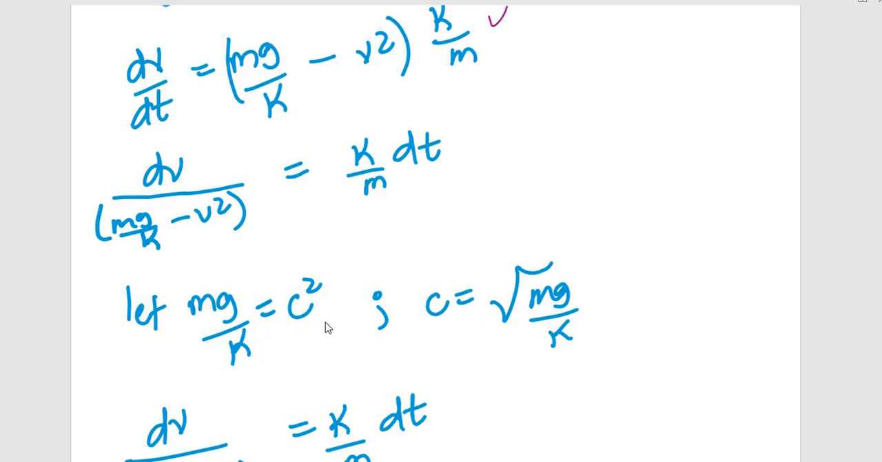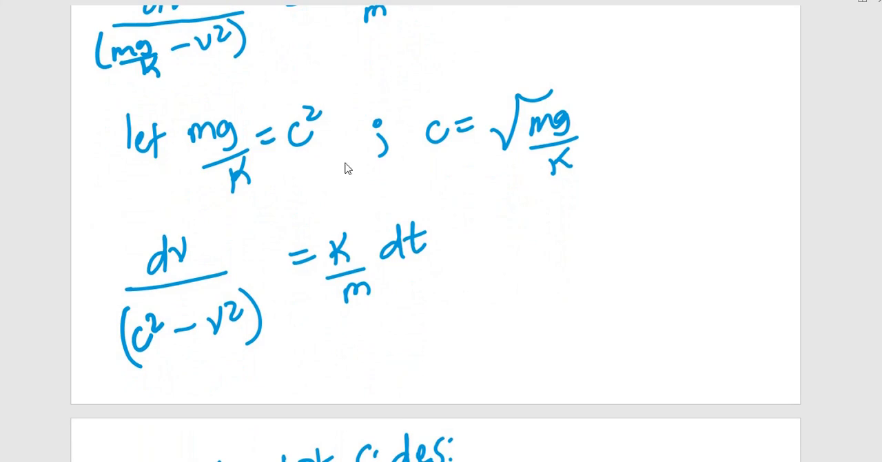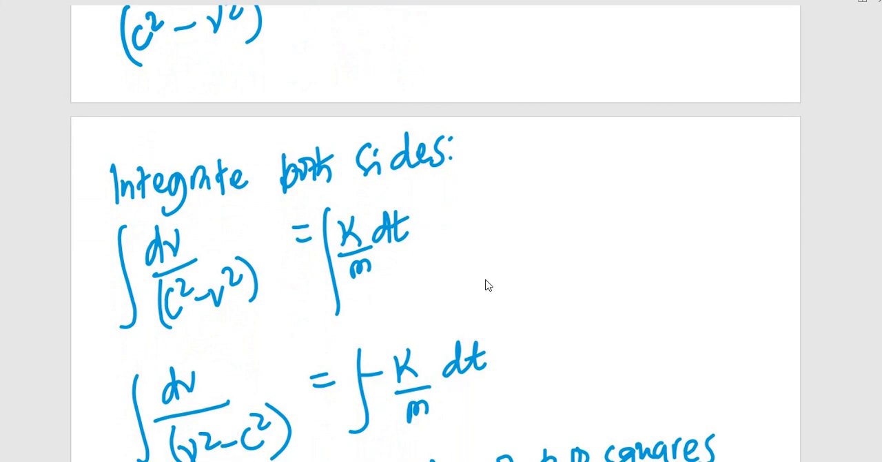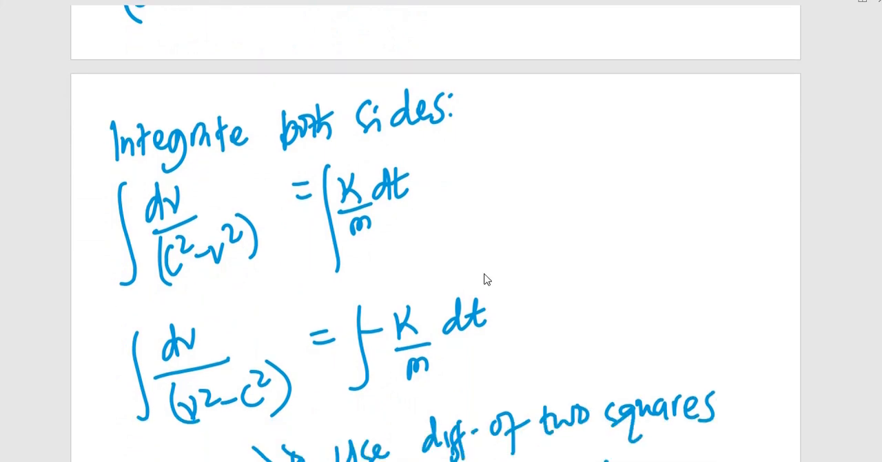But let us be patient a little bit and approximate mg/k to be the square of a particular constant, let's say c. So let mg/k equal c squared. It means c will equal the root of mg/k. So when I substitute it in here, it gives me dv over (c squared minus v squared) is equal to k/m dt. So this one will immediately show me that at the end of the day, if I introduce the integral signs, it will create something. I play around with it.